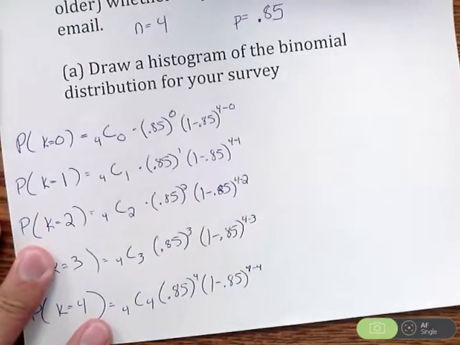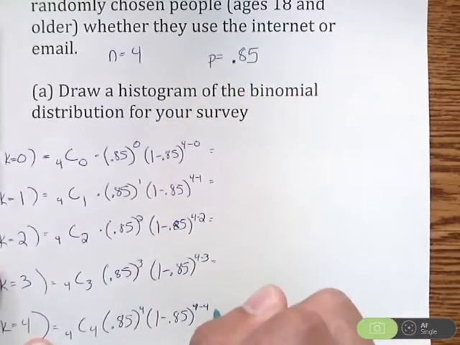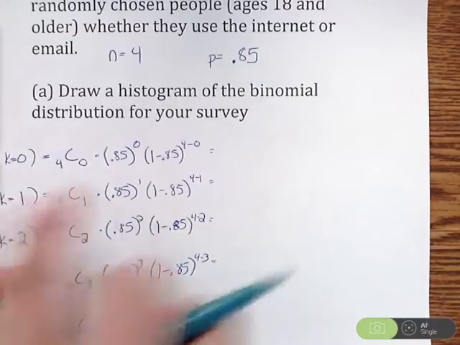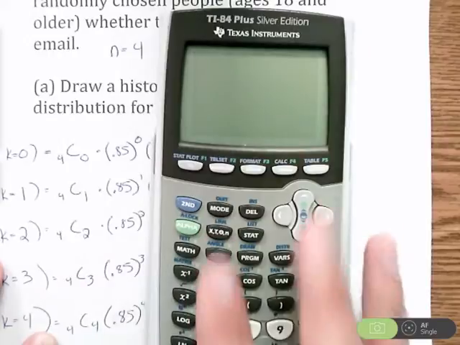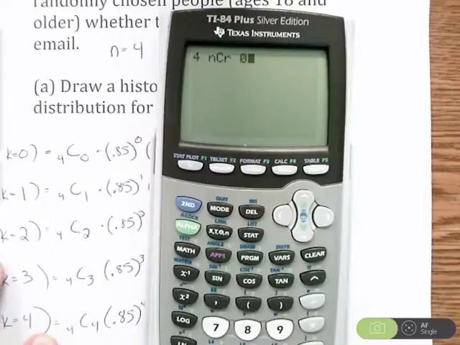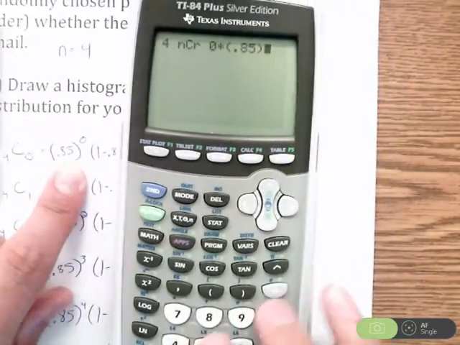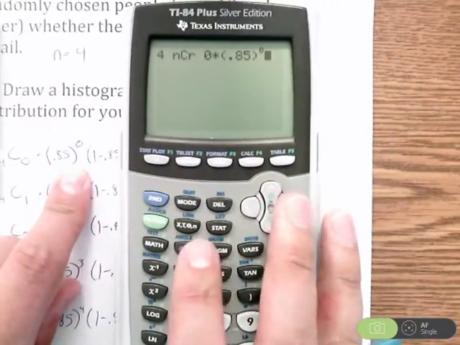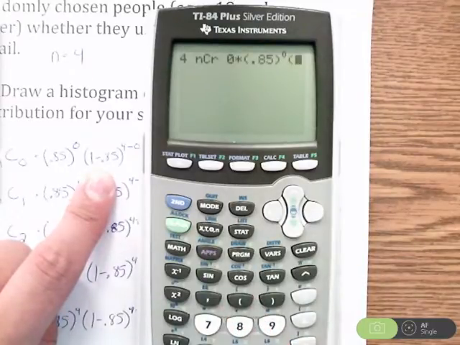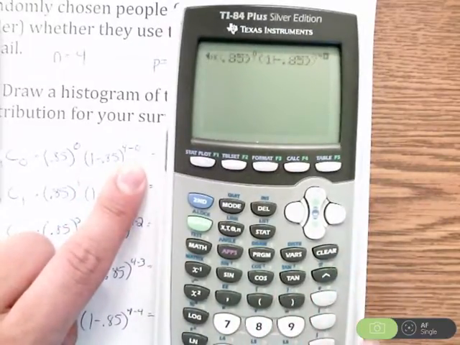So I write it all out first, and what I'm going to do is calculate each of these probabilities in my calculator. I'm going to show you one, and then the rest of them you can pause the video and do on your own. The first thing I need for this first one is 4 choose 0. On my calculator, I do a 4, math, PRB, nCr, 0, times, parentheses 0.85, parentheses raised to the 0, times parentheses 1 minus 0.85, parentheses raised to the 4 minus 0.